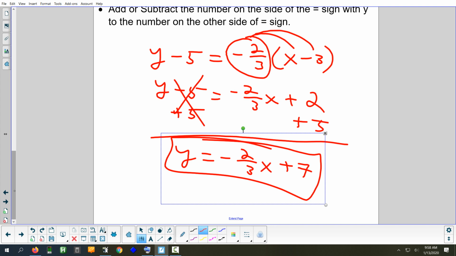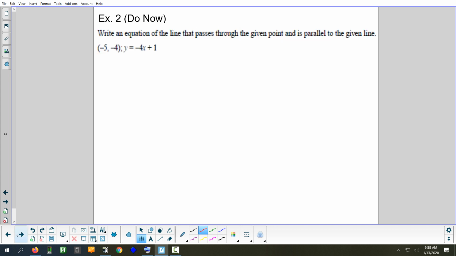All right, so example 2, I'm going to have you guys try, but I'm going to change the number from what we did in class. Okay, we'll try a different one. All right, so let's try the point 2,5, and the equation I'm going to give you is y equals 3x minus 4.